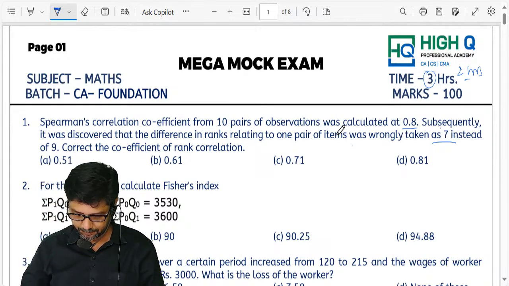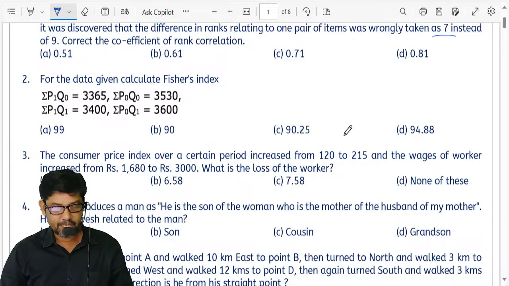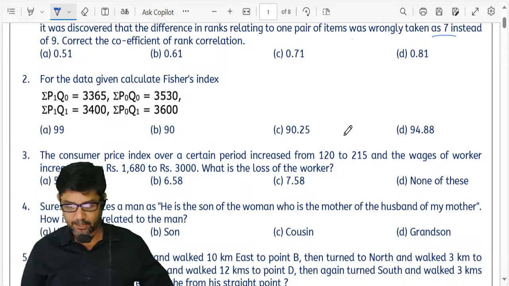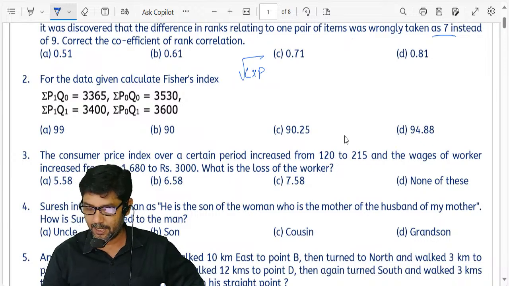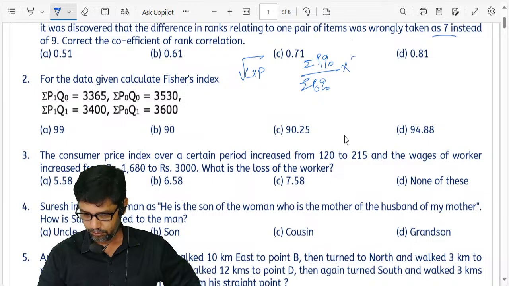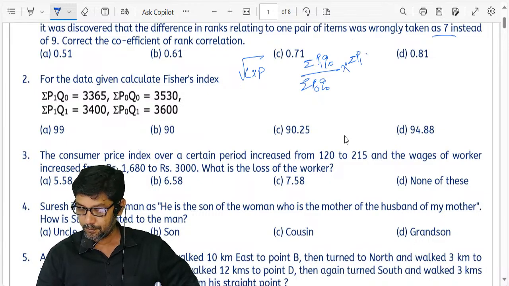Okay. Next one. For the data given, calculate Fisher's index. What is Fisher's index? It is root of L into P. What is L? What is the Laspeyres formula? Can you please apply the Laspeyres formula here? What is the Laspeyres formula? Summation P1 Q0 divided by summation P0 Q0 into summation P1 Q1 divided by summation P0 Q1, and under square root.